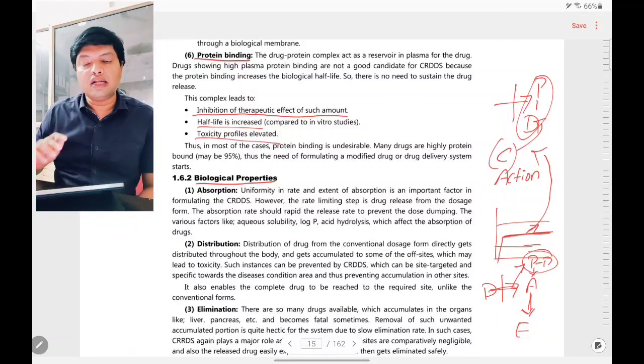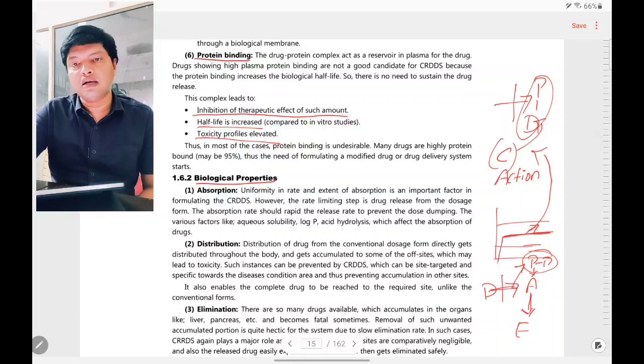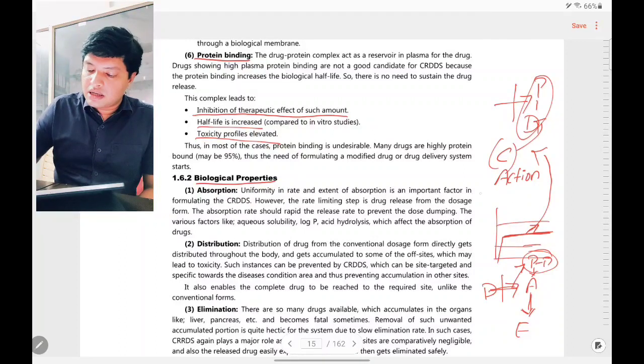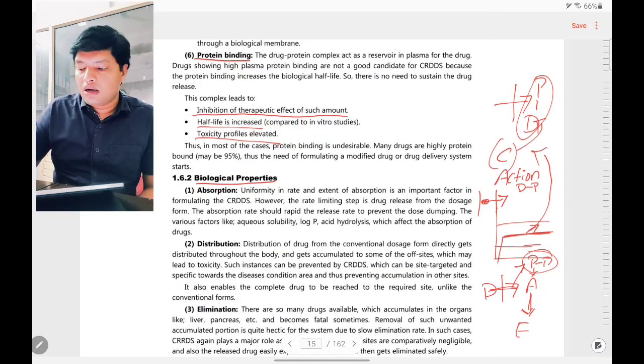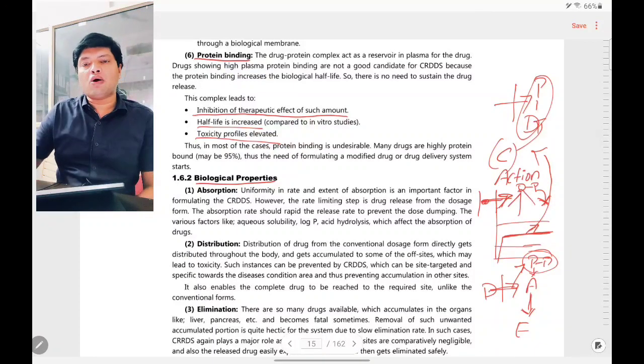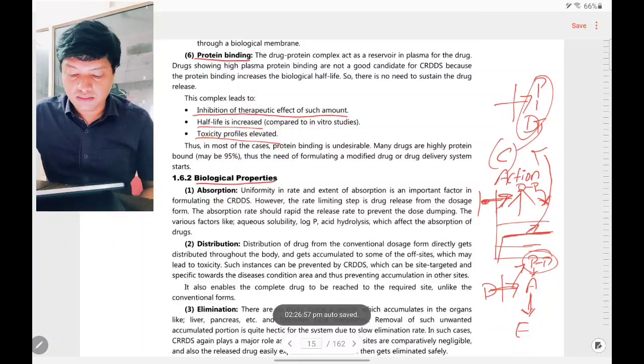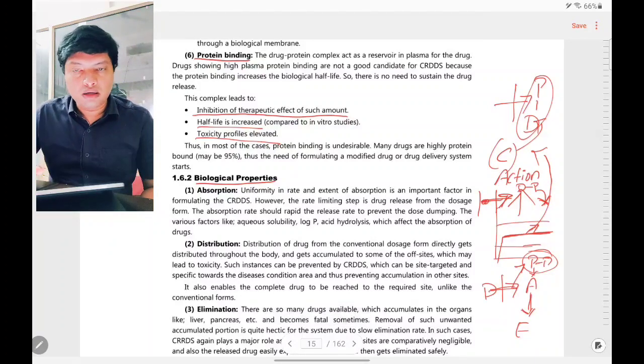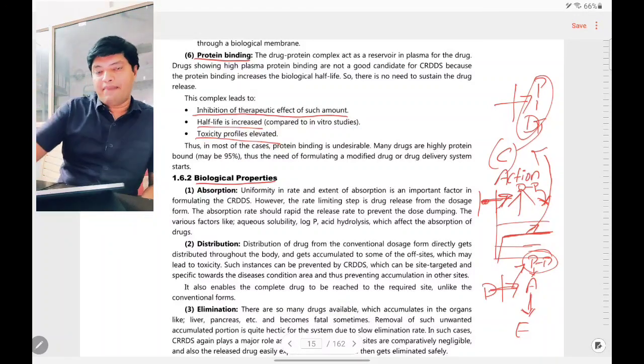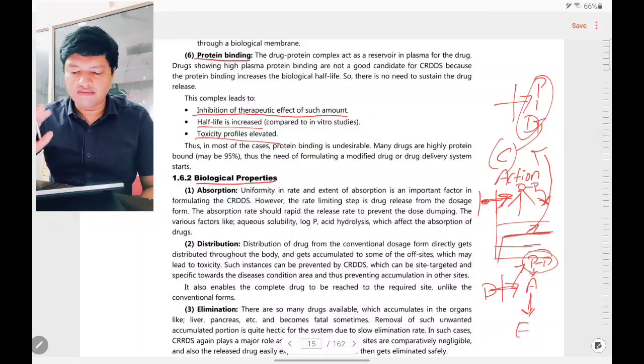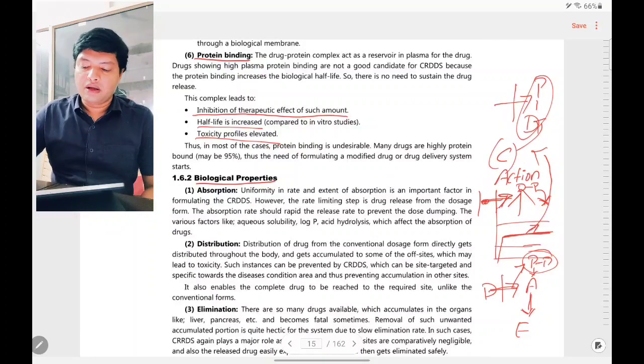Then toxic profiles are also elevated, because there is a chance that I am giving the drug in a controlled fashion into the blood, and the drug which is bound to the protein is also releasing the drug slowly. So at one time, the drug which is entering into the plasma and the drug which is coming out from the protein binding, there will be a shooting up in the concentration of the drug in the plasma. So I don't want the drug to have a high protein binding. So normal protein binding of the drug is recommended.